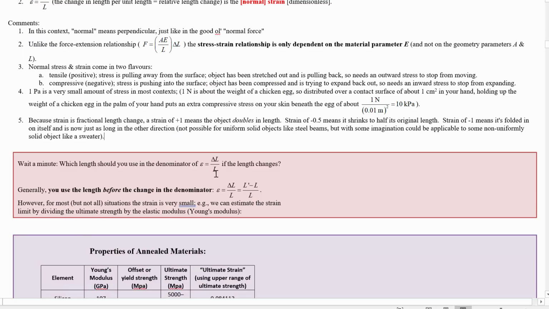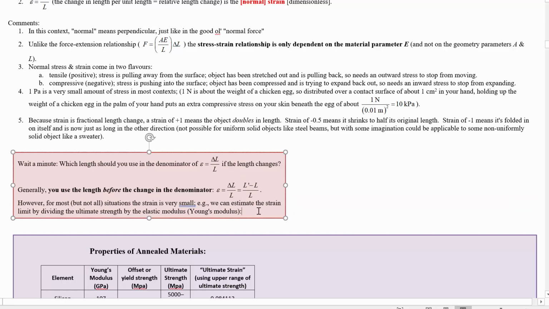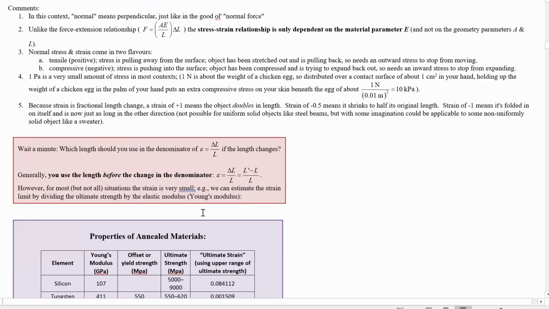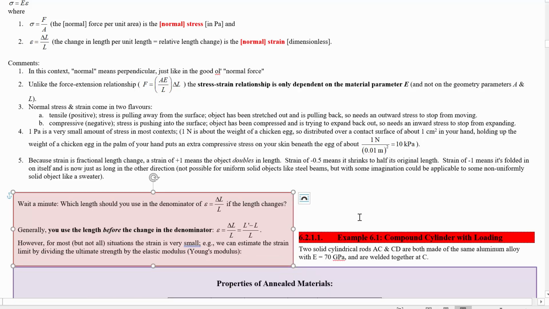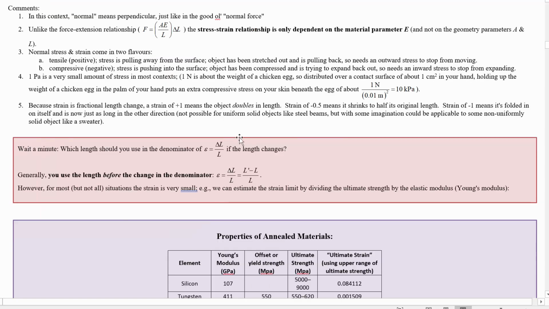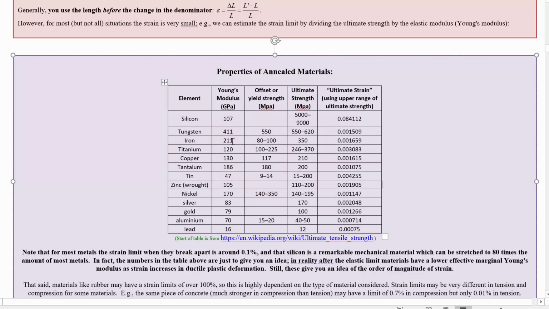So I hinted at it there, but the length you put in the denominator is the original length, right? If the length changes, don't use the final length, just use the original one. Now, in most practical purposes, the length change that you have is really small, right? A strain of a large amount is not going to be happening in most situations, right? So if you have a strain that is 1e-4, it doesn't really matter whether you used the length before or the length after. You're going to calculate pretty much the same strain because the length change is so small compared to the original length.